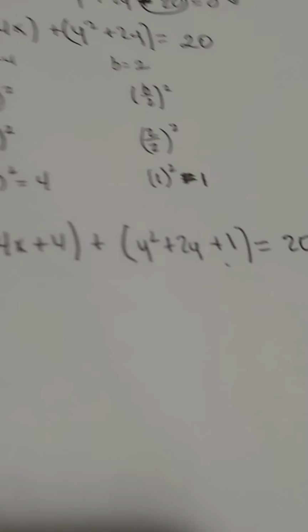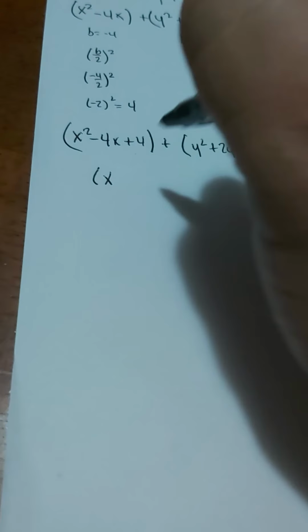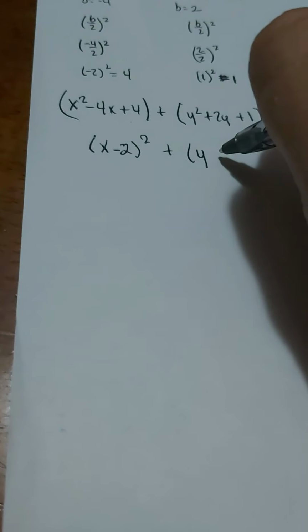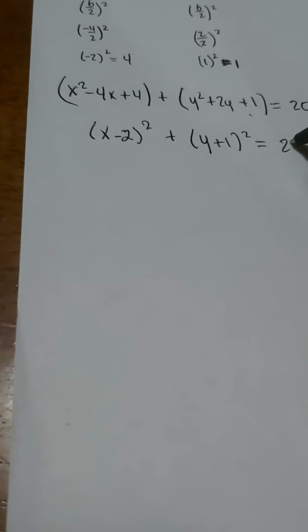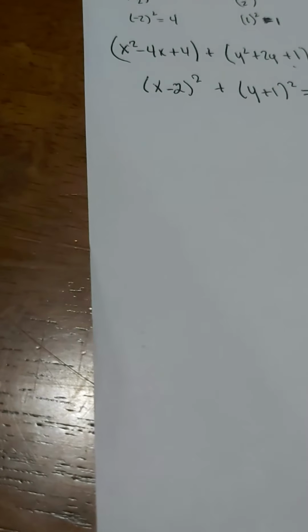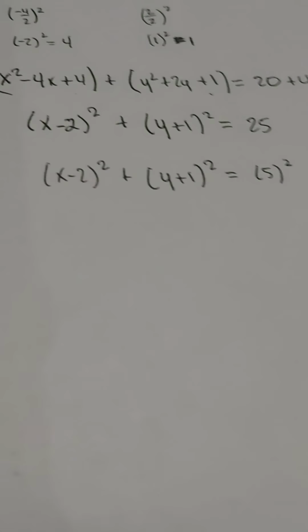Now we write the binomial squared. So for this, it's going to be x minus 2 squared plus y plus 1 squared equals 25. So x minus 2 squared plus y plus 1 squared equals 5 squared. So this is our equation in a standard form.